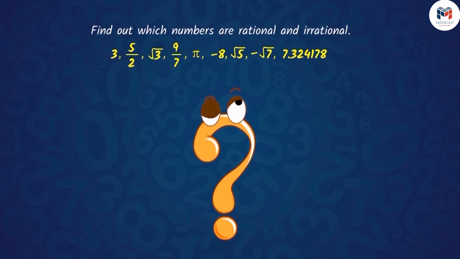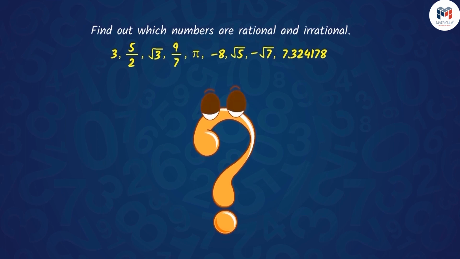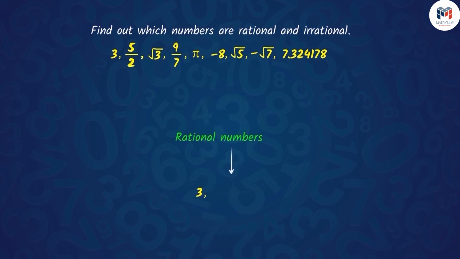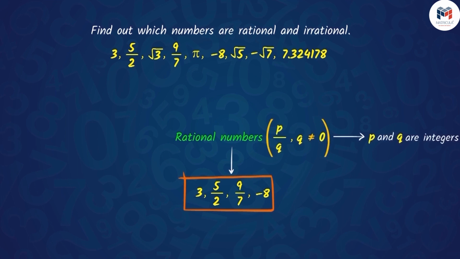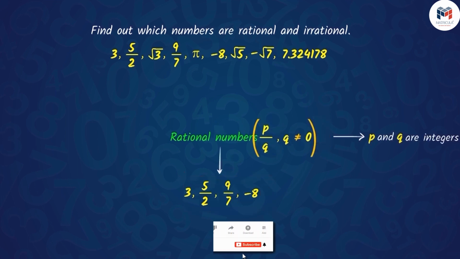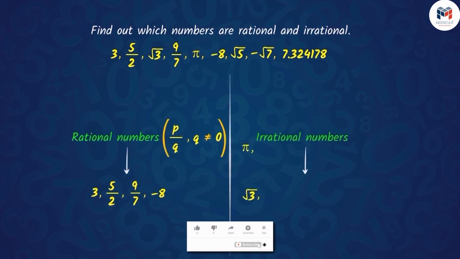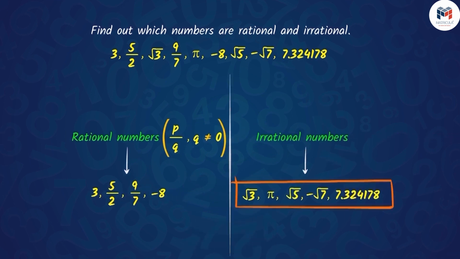Dear children, can you sort these real numbers into rational and irrational numbers? Well done! The numbers in the first column are rational because they can be written as p over q. And the numbers in the second column are irrational because they cannot be written as p over q.